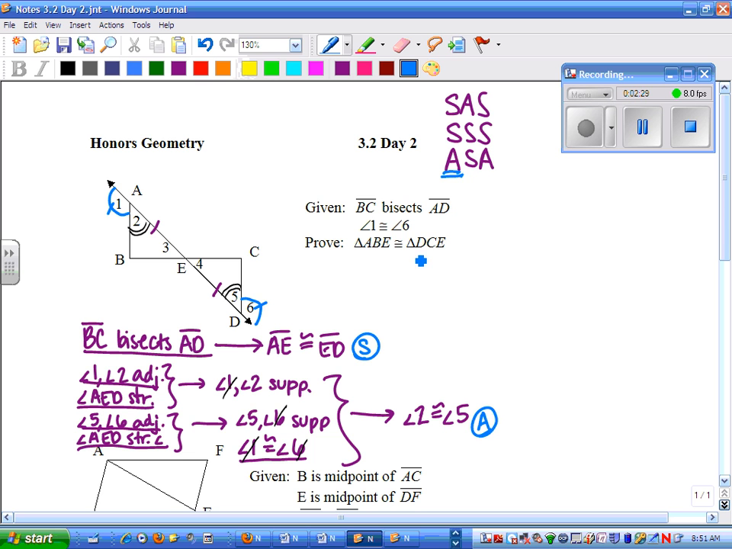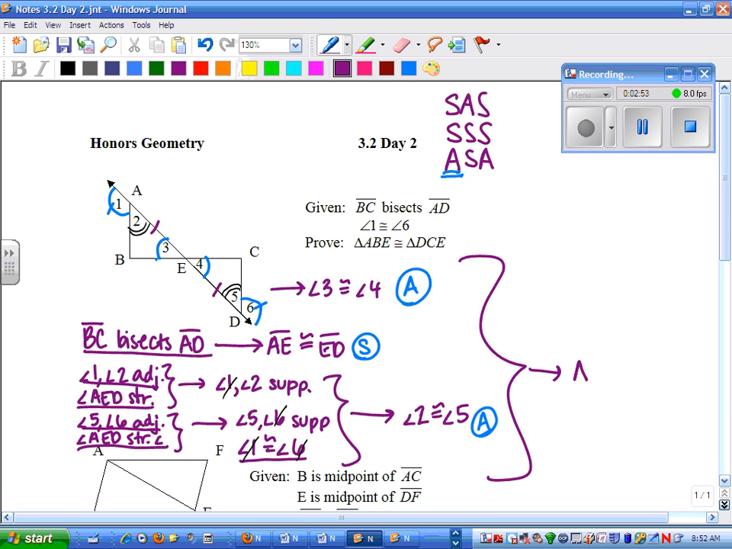So can I pull an angle up in front? Looking at the picture, this picture is kind of like a bow tie. So I can pull vertical angles out of here. Angle 3 and angle 4 will be congruent, because they are vertical. So angle 3 is congruent to angle 4. And that's my other angle. Now I have angle side angle. I'm going to group these three together and now say the triangles are congruent to each other. Triangle ABE is congruent to triangle DCE.